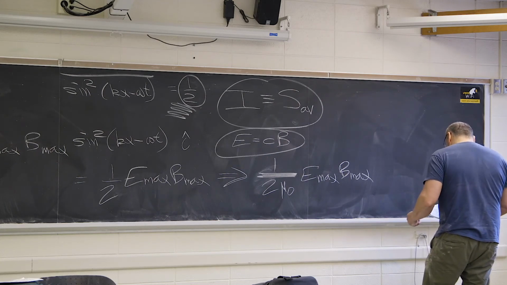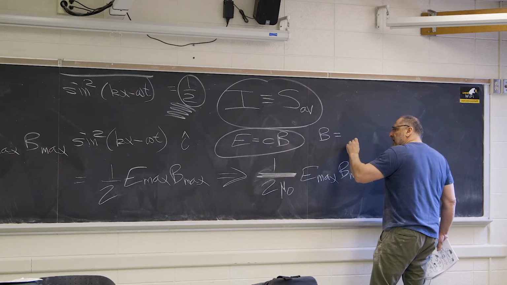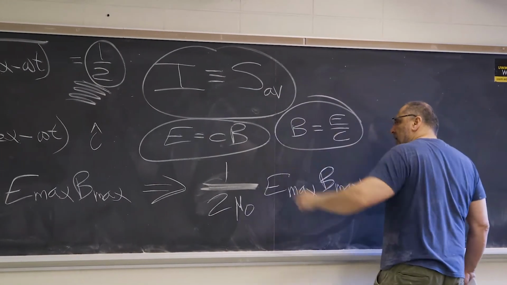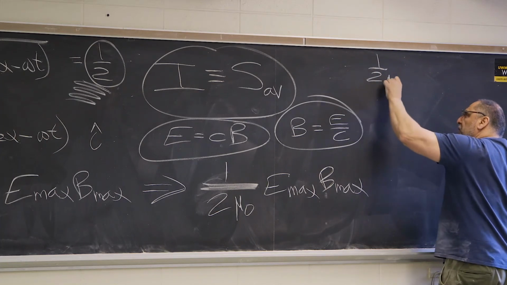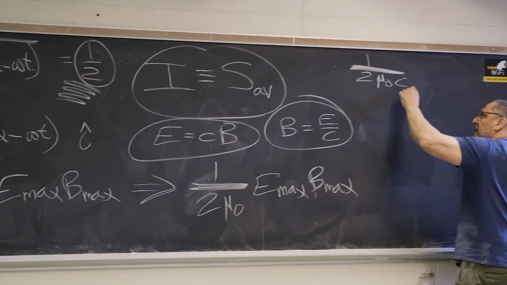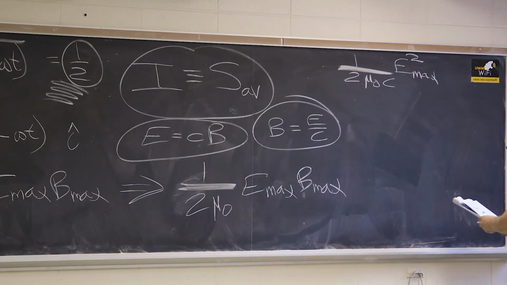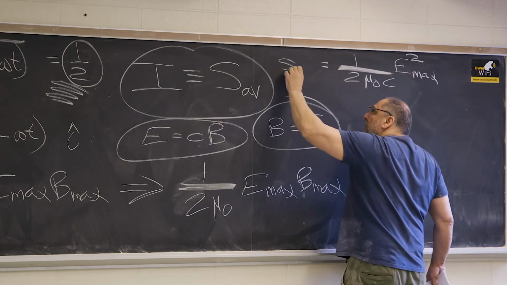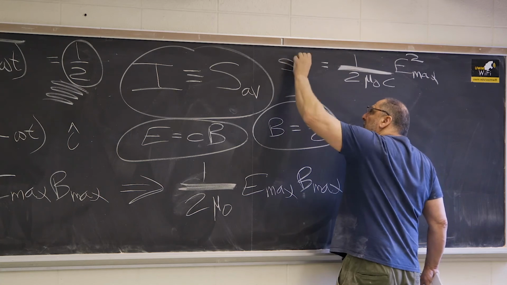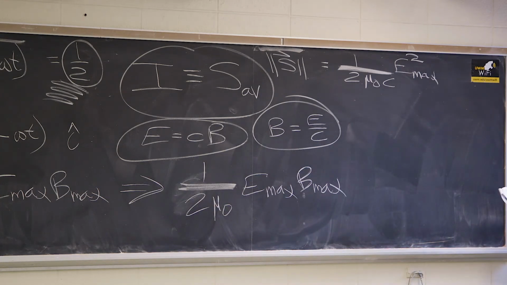Now we say that the B vector, the magnitude of it is E/C. So for B max, it's E max over C. So all of this becomes 1/(2 mu0 C) E max squared. And that's the average. That's the average intensity of the whole process. The average of the magnitude of the S vector is coming out to here.